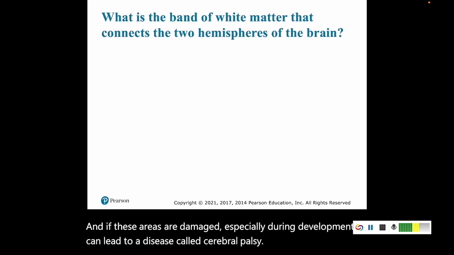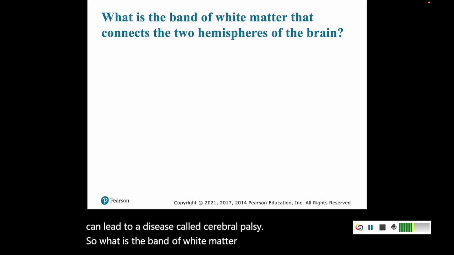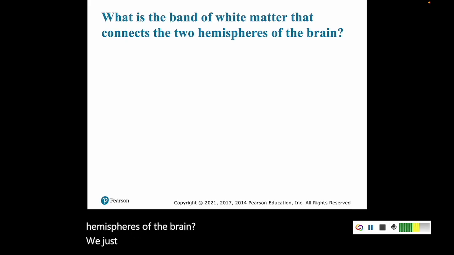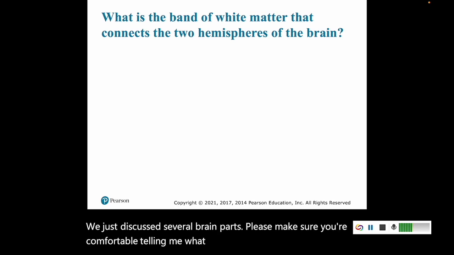So what is the band of white matter that connects the two hemispheres of the brain? We just discussed several brain parts. Please make sure you're comfortable with telling me what each of those brain parts does.